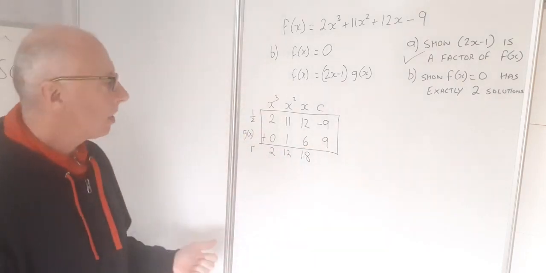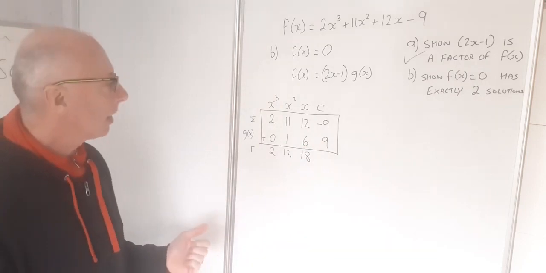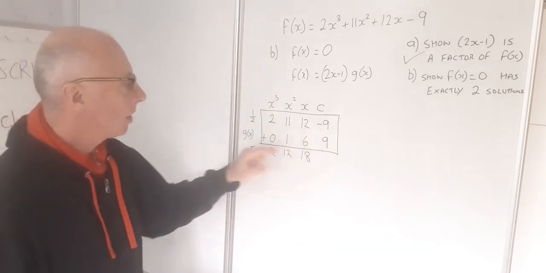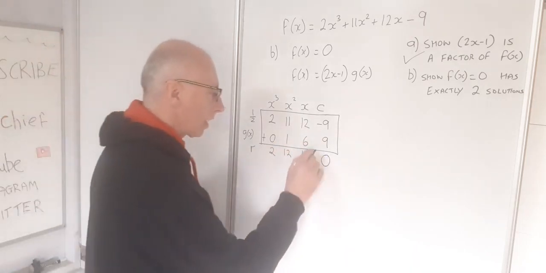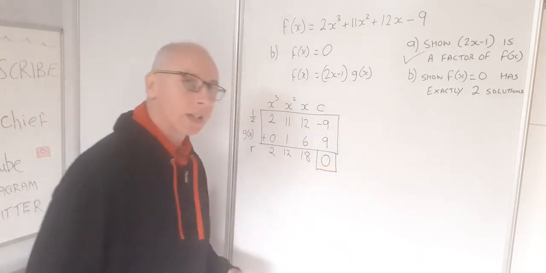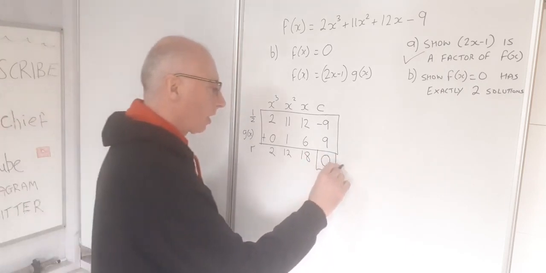And then I need to know if this is exactly factored out. I'll do minus 9 plus 9 to give me 0. If I get a 0 here, then we are done with our calculations. So that's all good. So that's a good tick.